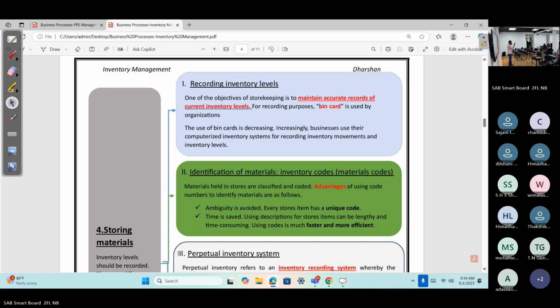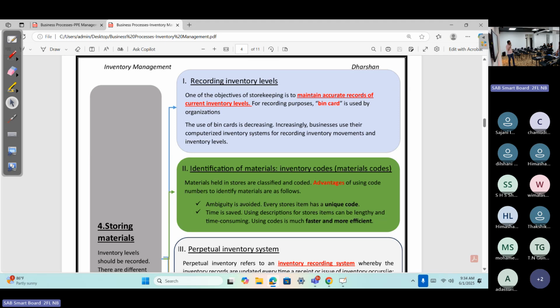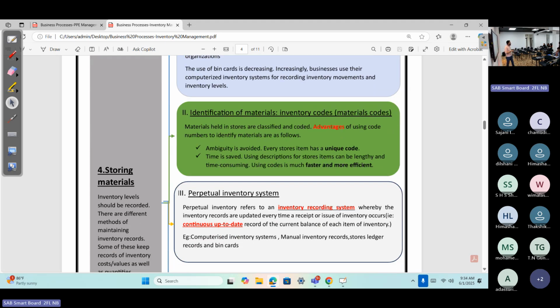So, in order to specifically identify the item, we should have a separate code. That is called identification of material inventory codes. In the storing activity, when inventories are stored, first they have to be recorded in the bin cards. After that, in order to identify easily, each and every item must be separated by giving an identification code.